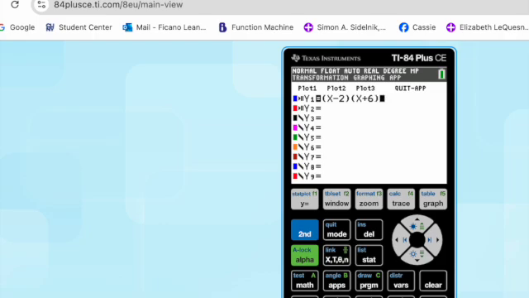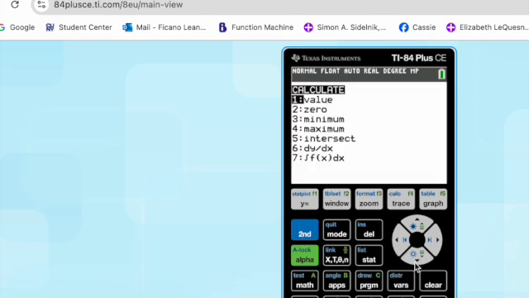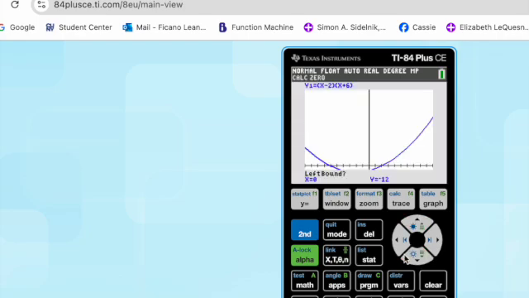Sorry, excuse me. And we could hit graph to take a look at it. Oh, graph. Okay, and oh, I don't know how to find my intercepts. You could hit second calculate. Okay, and you go to zeros, right? Because your intercepts are also called zeros.